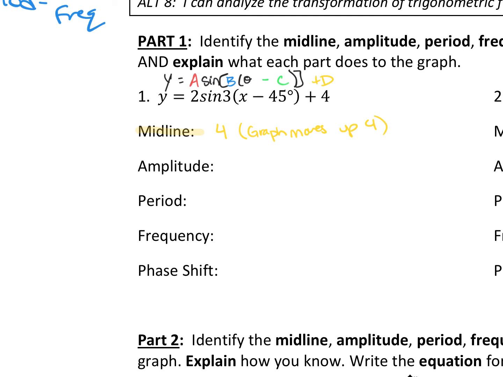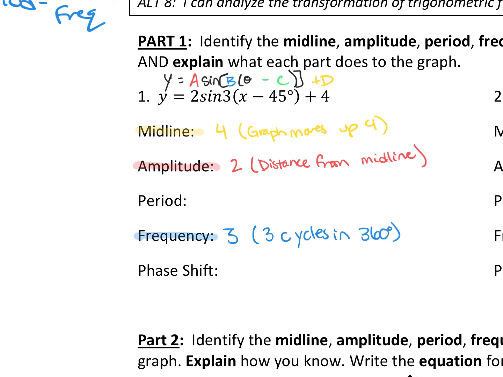Next is the amplitude, or that number out in front, which in this case is 2. Now, you can think of this as the distance from the midline, but remember, this is also our vertical stretch, so you can think of it in that way. Period, we don't have a specific color, but I'm going to give frequency first because we actually have our frequency in the equation. The frequency is that 3. So that tells us that in a period of 360 degrees, or in an interval of 360 degrees, we're going to have 3 cycles.